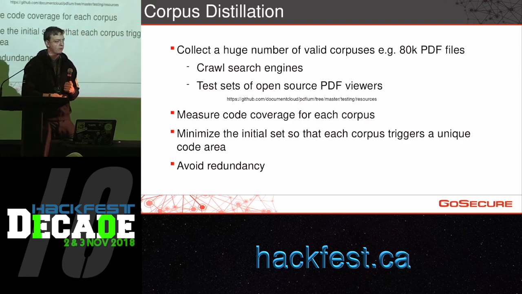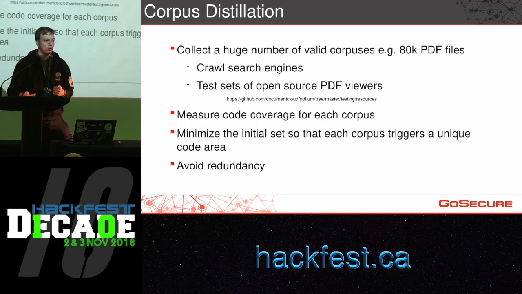So first, how can we get those inputs? We could possibly make use of search engines, so we crawl the internet, or we use test sets of open source PDF viewers, such as PDF-Hum. They export the PDFs that they tested their product with.